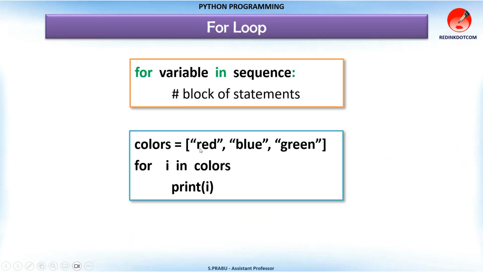In this example, the collection of items is created by a list. It has three colors as string values. We can iterate those colors one by one using this for loop. i is the variable we created. colors is the collection of items, that is a list, which contains three colors. The total number of items is 3, so the for loop is iterated 3 times. For each iteration, these values are printed one by one.